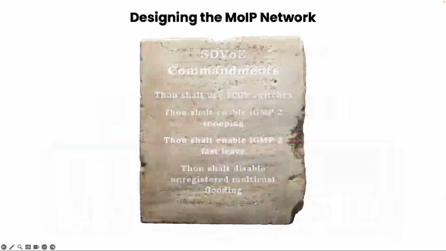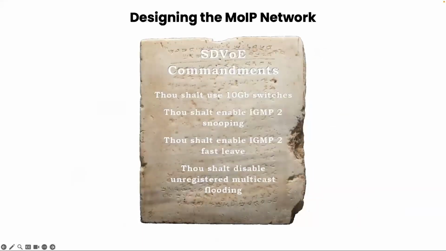All right, and then in the interest of simplicity, here are 4 commandments for designing a MoIP network. You've got to make sure you've got your 10 gig switches. Make sure you enable IGMP2 snooping. Make sure that you enable IGMP2 fast leave and disable unregistered multicast flooding.